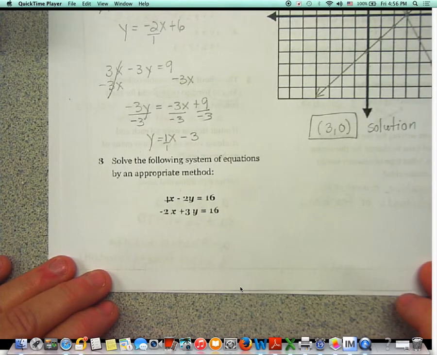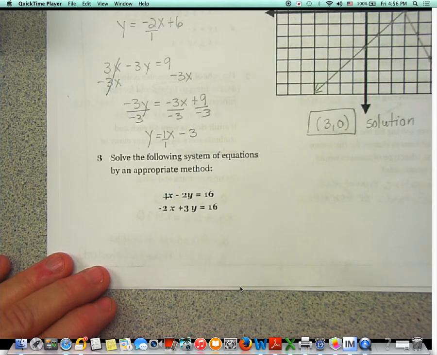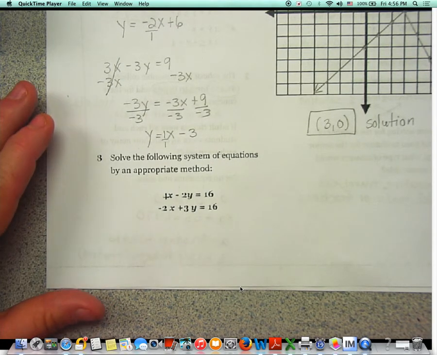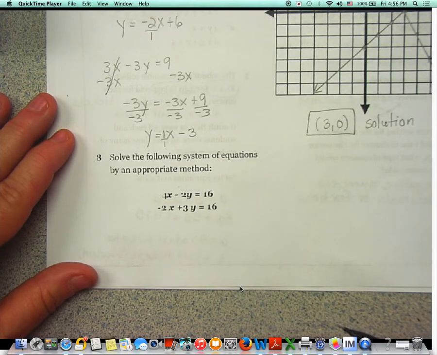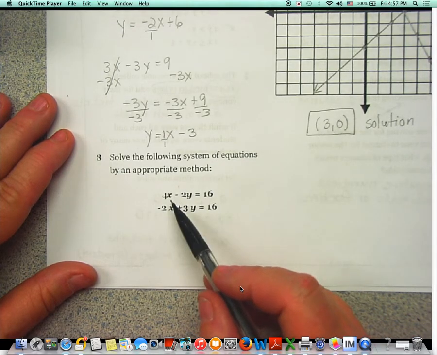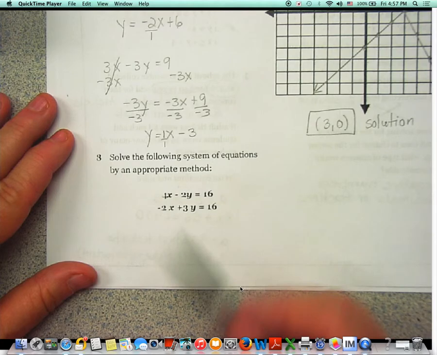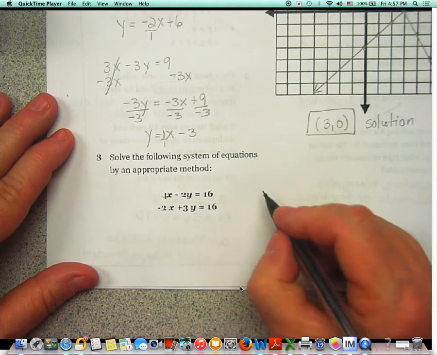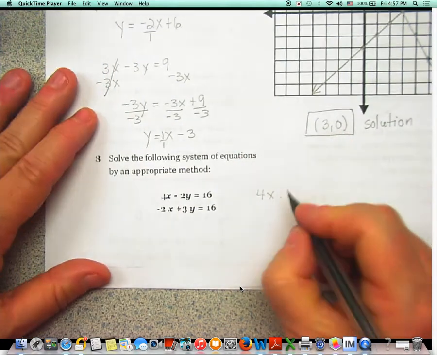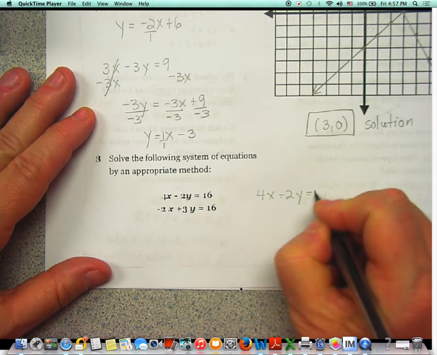Okay, number 8 says solve the following systems of equations by an appropriate method. Right, so that means that you can use any of the 4 methods: graphing, substitution, elimination, or matrices. If you like matrices, these are all ready to go. They're both in standard form, and you can put that in your calculator. I'm going to go ahead and do elimination, just so that we can review what elimination is.